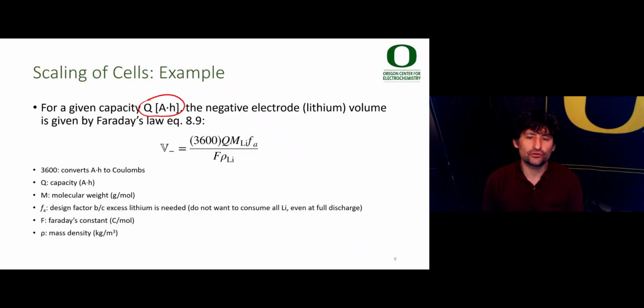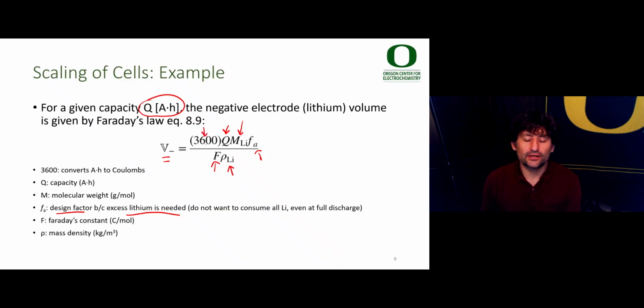So we can easily calculate for a given capacity here in amp hours. Again, amp hours is just a unit of total charge, just like coulombs. We can calculate the negative electrode lithium volume just using Faraday's law. So the total volume is just going to be the charge we want to store times the molecular weight of lithium divided by the density of lithium divided by Faraday's constant and multiplied by a design factor that is needed to account for the fact that some excess lithium is needed. That is, we don't want to consume all the lithium, even at full discharge, for this particular type of cell.